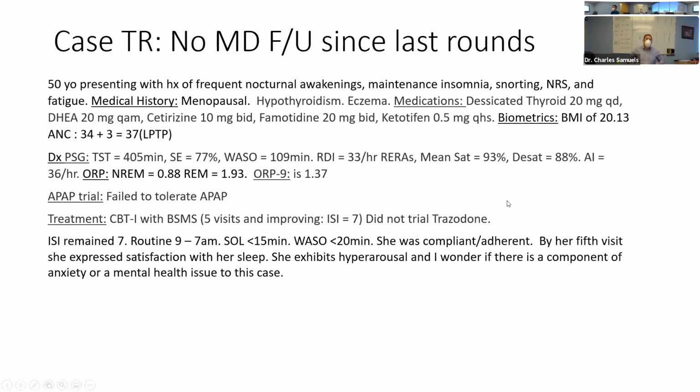So this was a 50-year-old woman who came to see us with a history of frequent nocturnal awakenings, maintenance insomnia, snorting and snoring, as well as non-restorative sleep and fatigue. She was menopausal with hypothyroidism and eczema. Medications were desiccated thyroid. She was on DHEA, sertraline, famotidine, and ketotifen. So this combination of medications, they're antihistamines, which most of you would know, come from a very specific physician here in Calgary. And he refers many, many patients to us. And he does functional medicine.